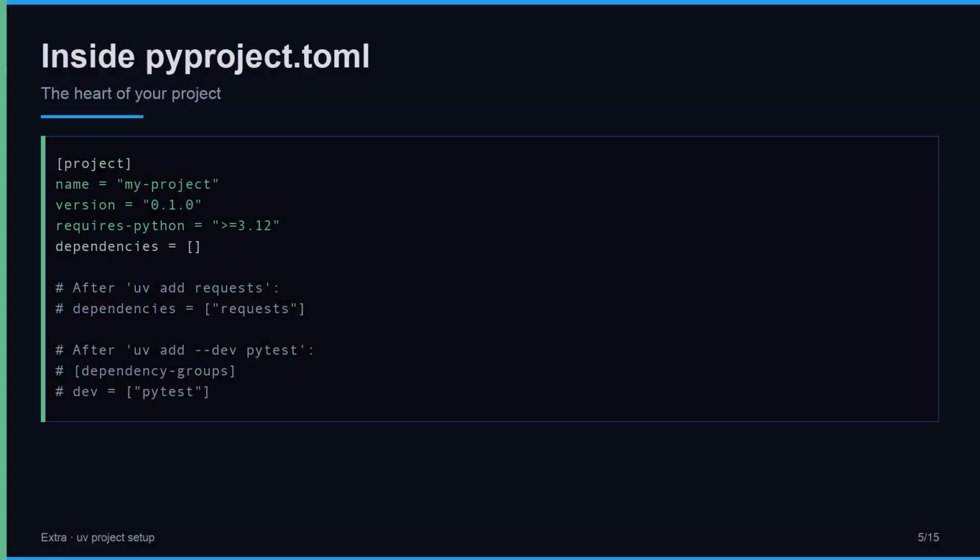Let us look inside pyproject.toml. The project section has a name, a version, the required Python version, and a dependencies list. When you first create the project, dependencies is empty. After you run uv add requests, it becomes a list with requests in it. After you run uv add --dev pytest, a new section appears for development dependencies, packages you only need for testing, not for running the project. This file is the single source of truth for what your project needs. The heart of the project.